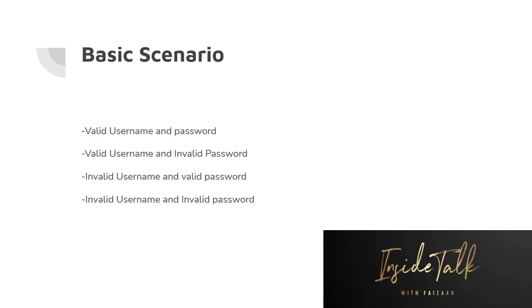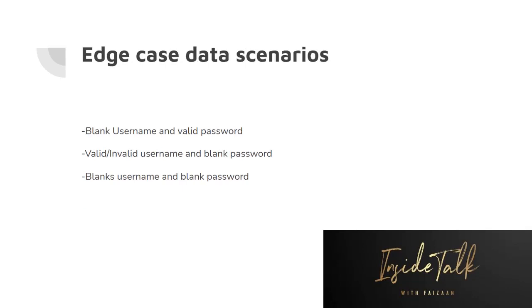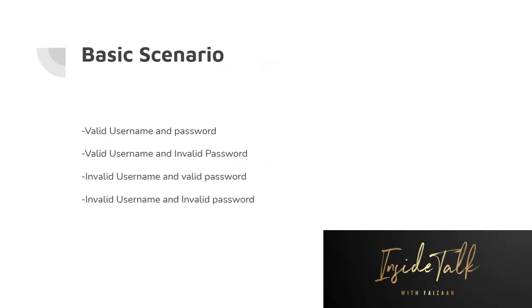This is something which I felt should be talked about, so I'm taking it. There could be many other scenarios which I am missing out, so you can add them in the comments as well. The edge case data scenarios which I added were something like: how about leaving the username blank and entering a valid password? Enter the valid password and leave the username blank. Similarly, how about a valid or invalid username and a blank password, or just entering a blank username and a blank password. So these are the edge case data scenarios compared to what usually people tend to get.